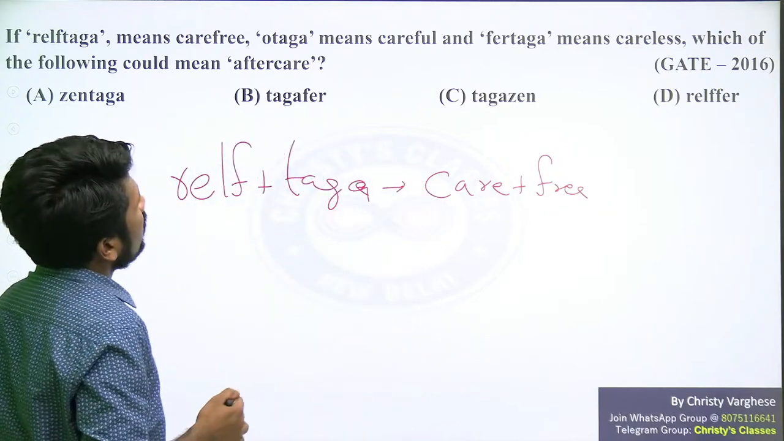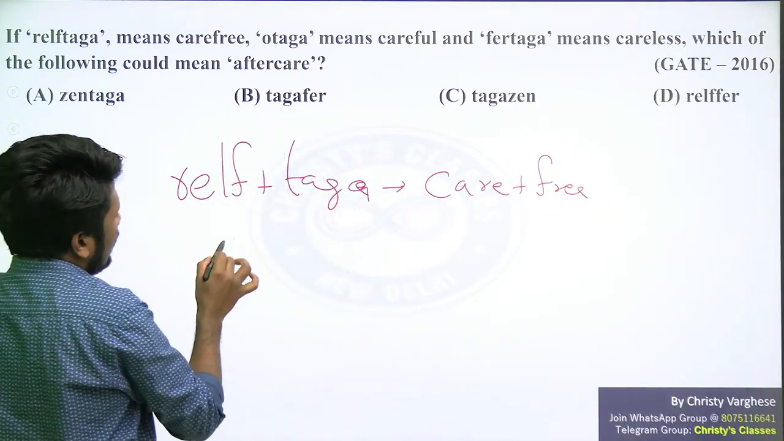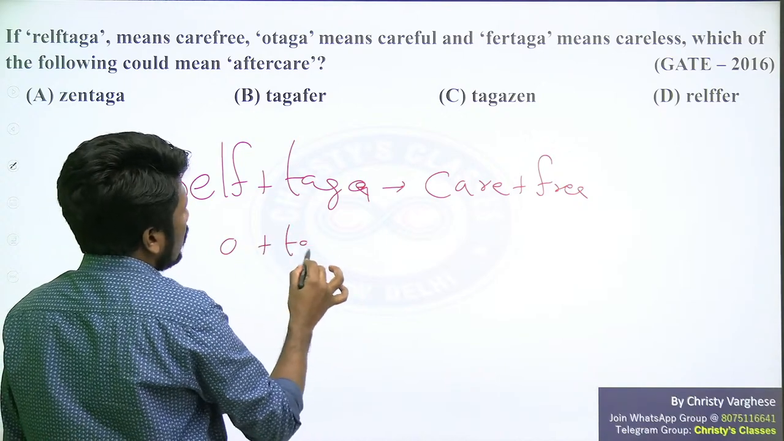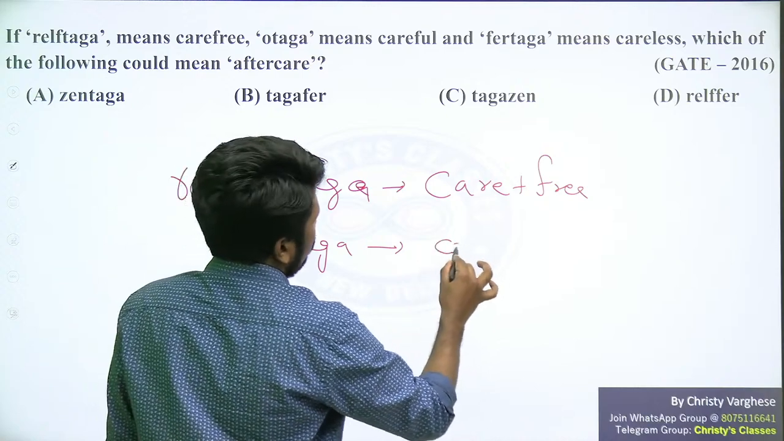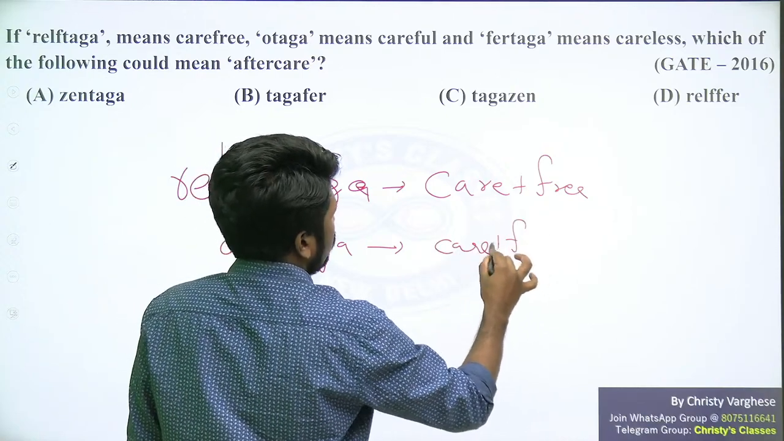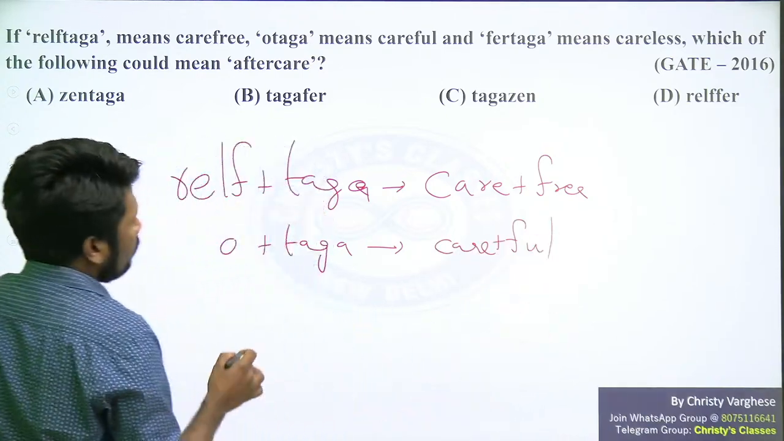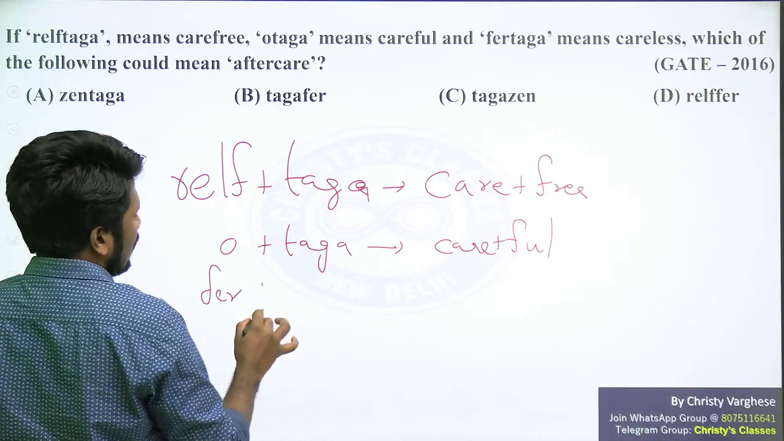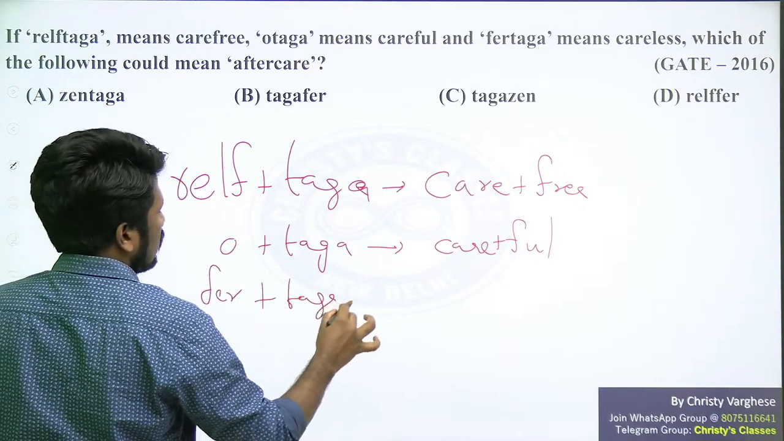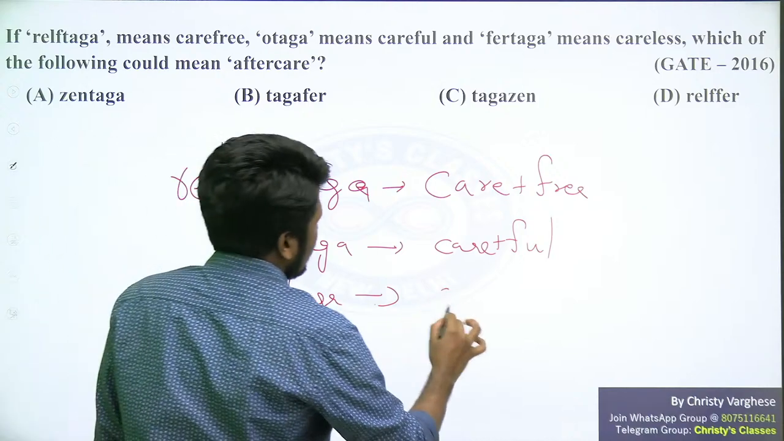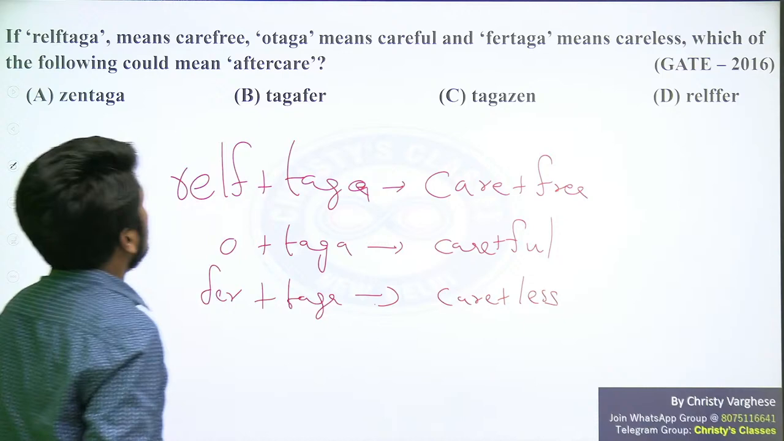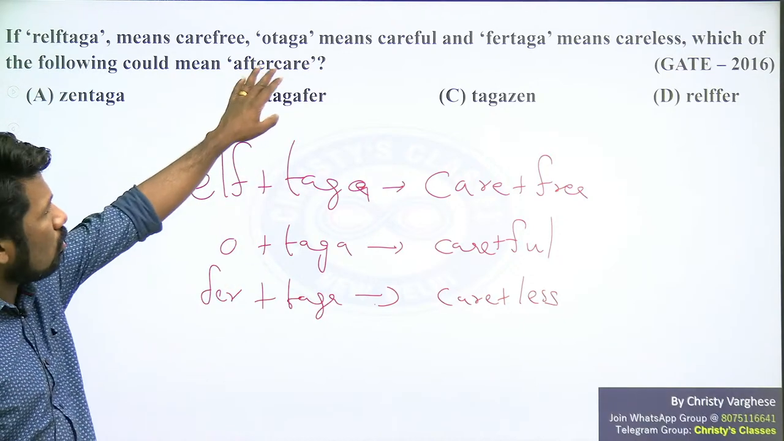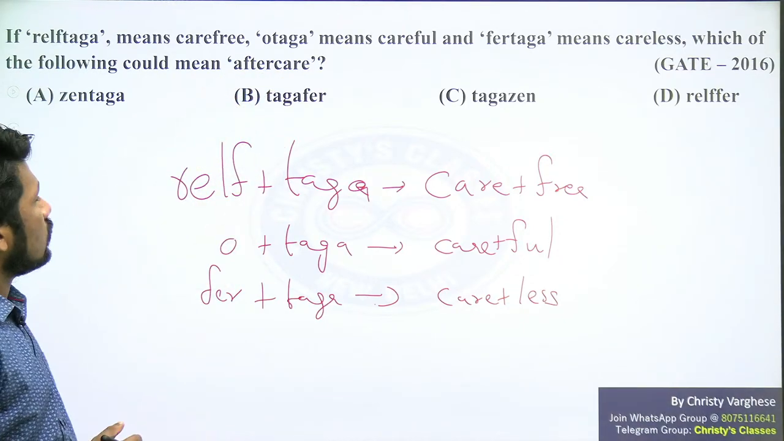That is the code given. And O TAGA, I can see the common word TAGA, that is why I am splitting the word. O TAGA means careful, care plus full. And FUR TAGA, so FUR plus TAGA is equal to care plus less, careless. This is what is given in the question. Then what is the code for aftercare?